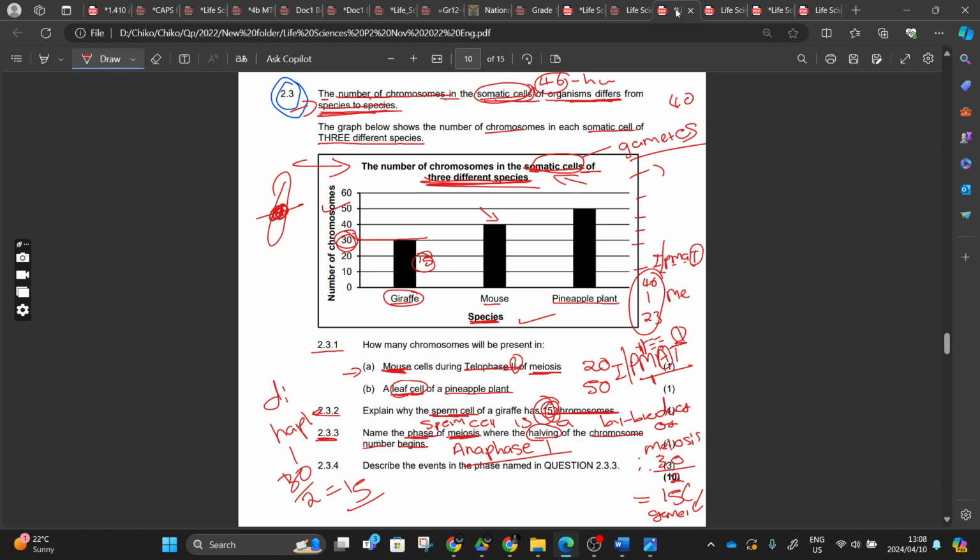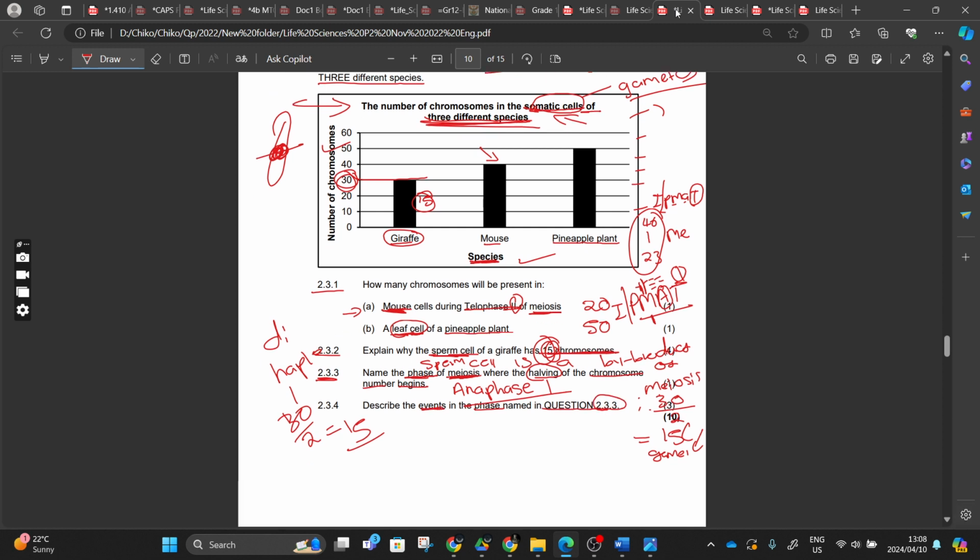Then from there, 2.4.3: describe the events in the phase named in question 2.3.3. Describe the events, right? What happened? 3 marks. What is going to happen? You are going to say the spindle fibers are going to pull the structures of the chromosome to the different poles, right? This is what is happening at anaphase.